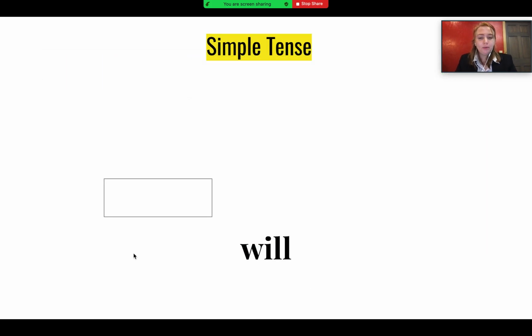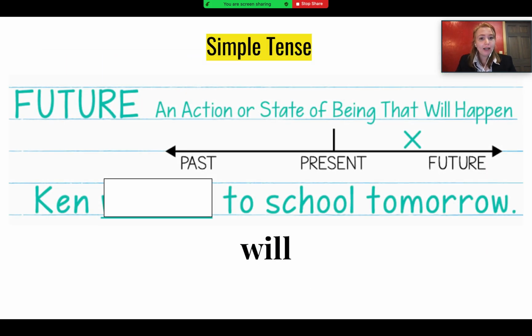When we're looking at simple tense of the future, it's an action or a state of being that will happen in the future. So if you look at our timeline, it's happening here in the future. So we always add a will. It doesn't matter if it's singular or plural again. And we add that before the base form. So Ken will walk to school tomorrow. Will is in front of the base form of the verb.